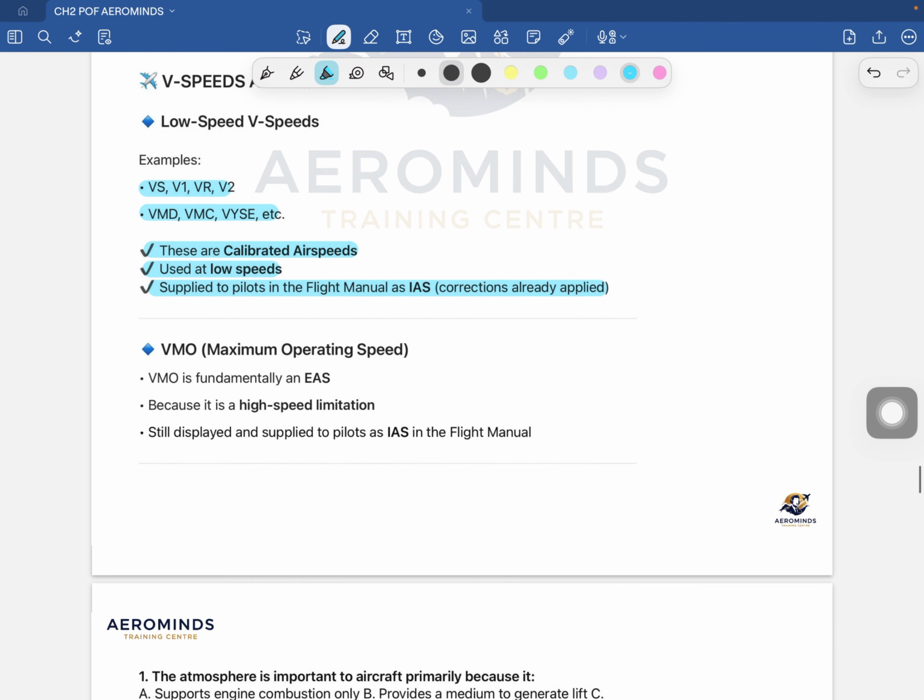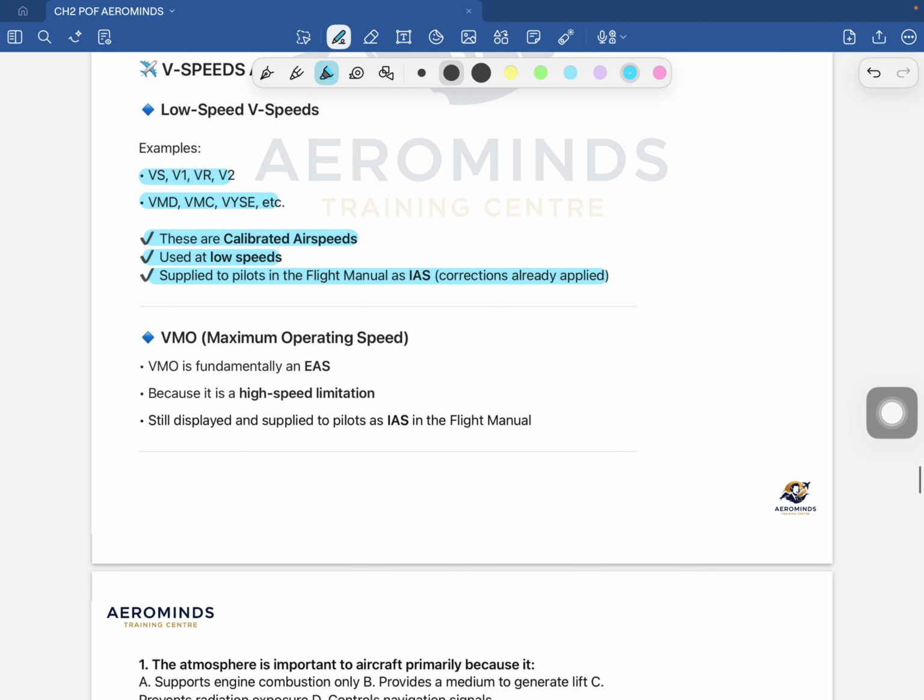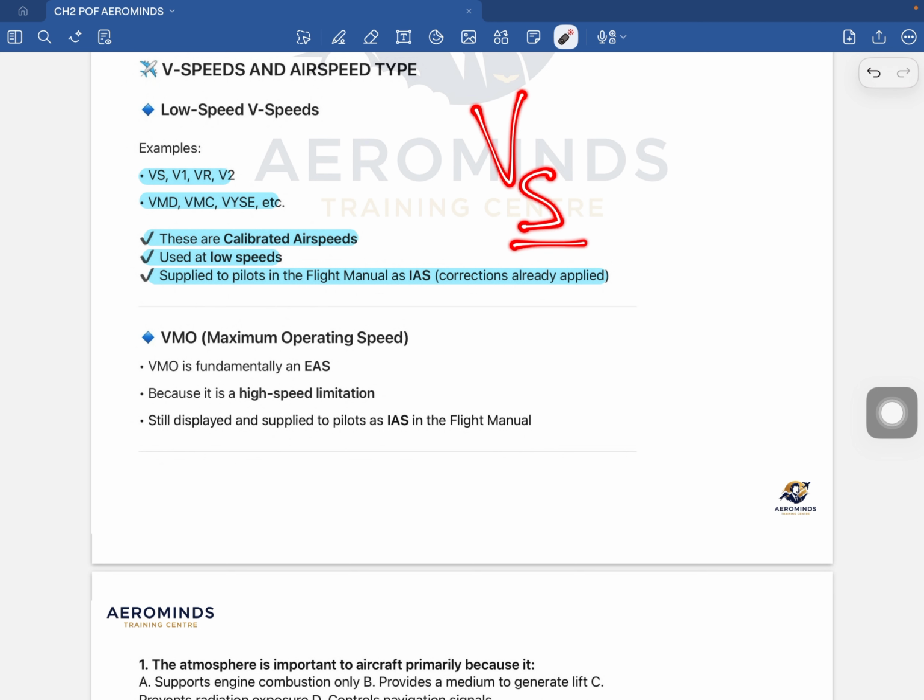Now let's finally talk about the VMO. The maximum operating speed is known as the VMO. It is the abbreviation of the maximum operating speed. Now, always remember, suppose we are talking about VS, so we'll only see this term.